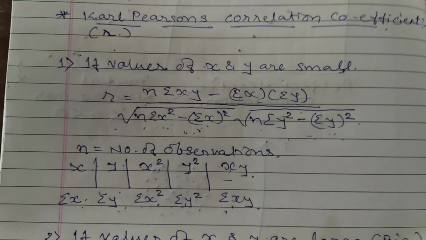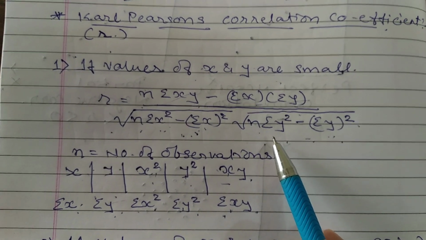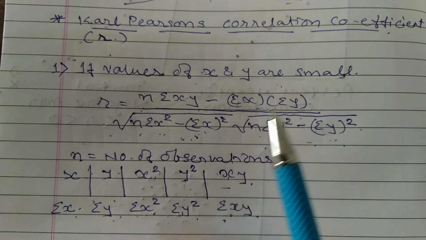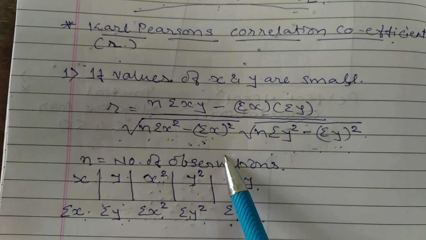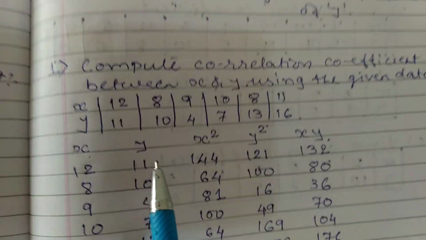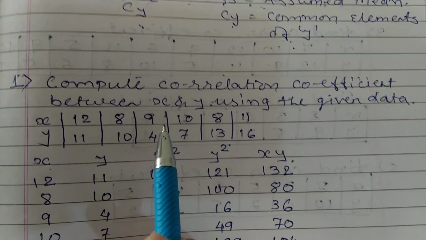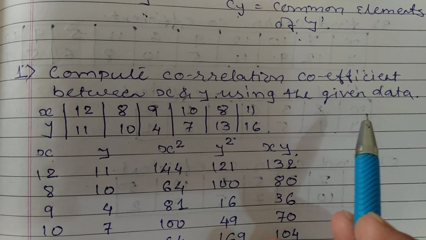Hello students, yes, we have discussed the first formula to use whenever the values of x and y are small. By using the same formula, we are going to solve a sum. Compute the correlation coefficient, that is small r, between x and y using the given data.